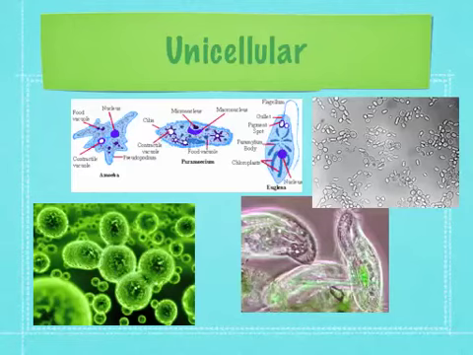Here is a slide with images of unicellular organisms. So these are some examples. In the center, there's an amoeba, a paramecium, and a euglena. To the right, there are yeast cells, so they're unicellular. Below the yeast cells is a real image of a paramecium. And then at the bottom left, there are bacteria cells. So these are just some examples of unicellular organisms. There are lots of them out there.